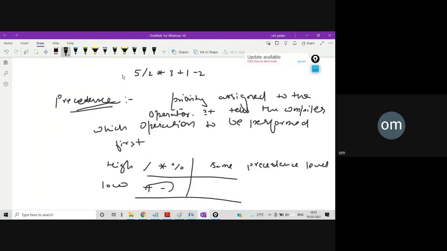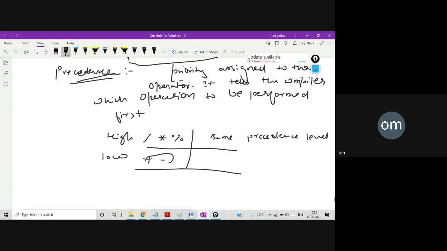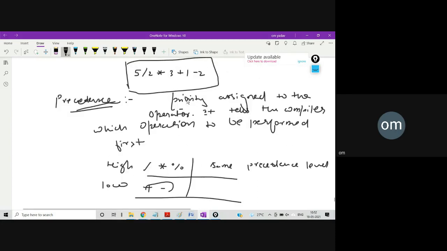For example, if you see in this particular expression, division is also there and multiplication is also there. Plus is also there, minus is also there. Now obviously, plus and minus will not be evaluated before the division and multiplication, because division, multiplication, and mod have higher precedence than plus and minus. So that question is ruled out. But division and multiplication have the same precedence level. So out of these two, which one will the compiler evaluate first? That is the question, because both have the same precedence level.